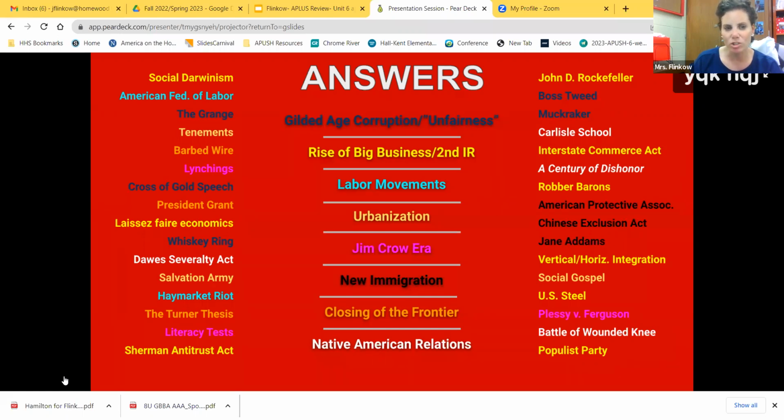The next big topic we have is urbanization. Okay, urbanization has to do with the growth of cities. So tenements, remember that was that new style of living, apartment style living, made possible by industrialization, by the increase in steel. Okay, you also have the social gospel.